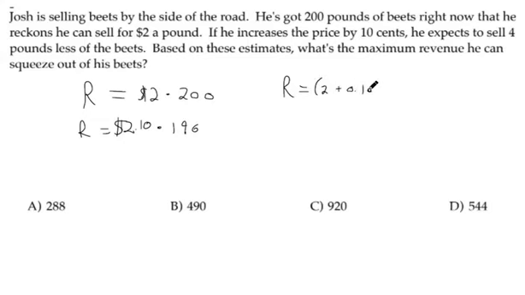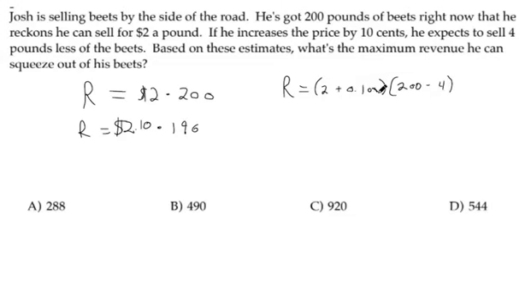Look, we increased it by 10 cents, right? And then that made us lose 4 pounds of beets in sales. So that's what I just did over here, just expanded a little bit. Took the original $2 and I added 10 cents to it. Well, that caused our original 200-pound beets to decrease by 4 pounds.